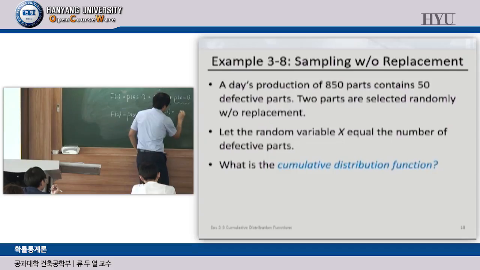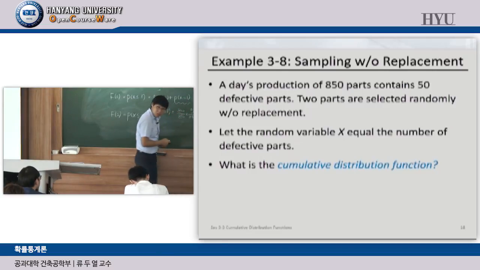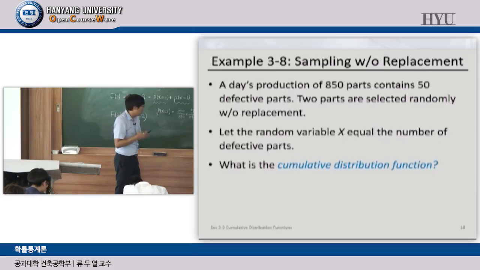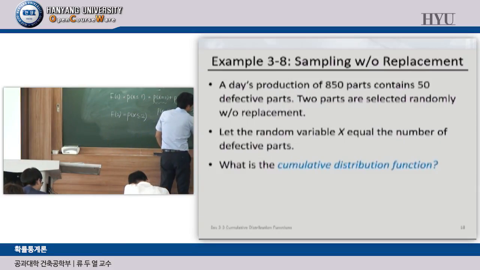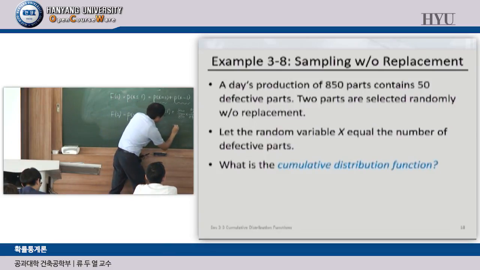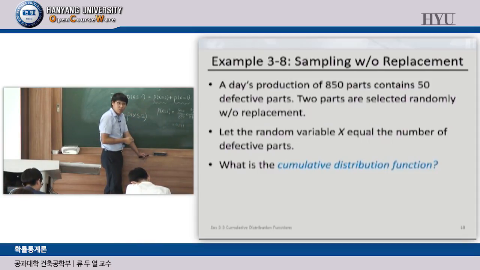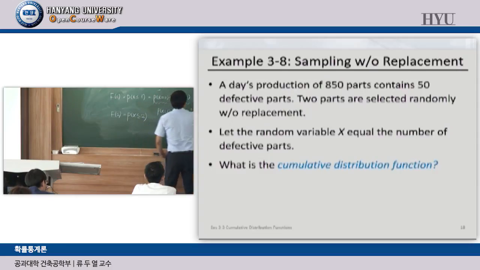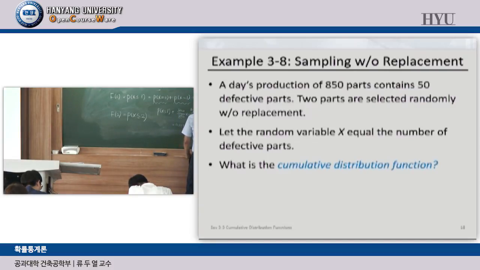So this can be 800 divided by 850 multiplied by 50 divided by 849. Okay? Plus, because there are two options that are connected as OR condition. This or this, right? So that is 50 divided by 850 multiplied by 800 divided by 849, and that is 0.111. So this summation can be 0.886 plus 0.111, that is 0.997.